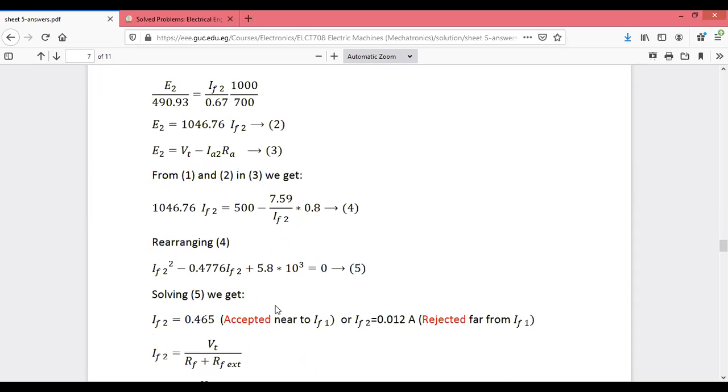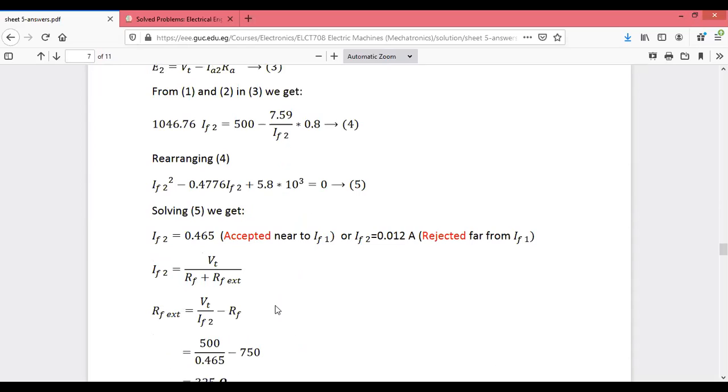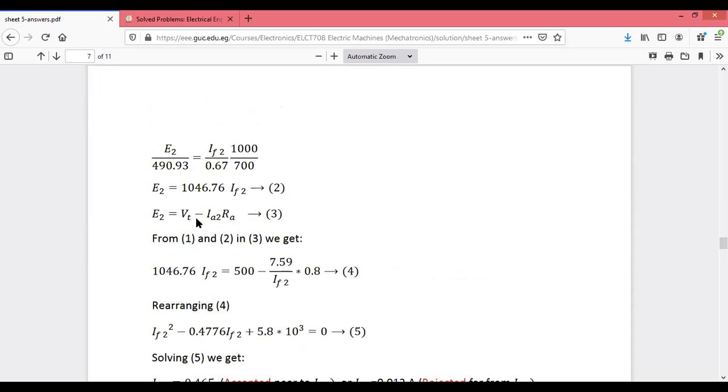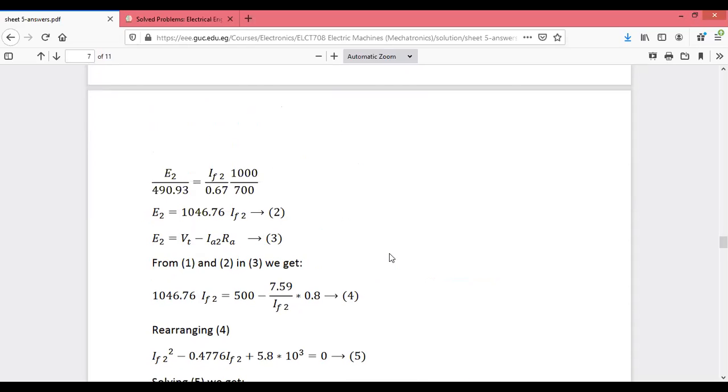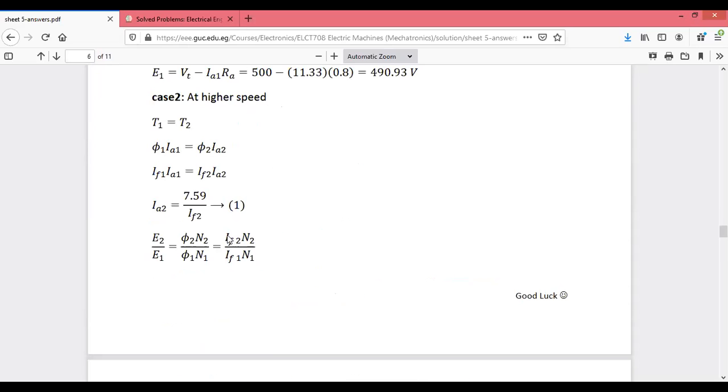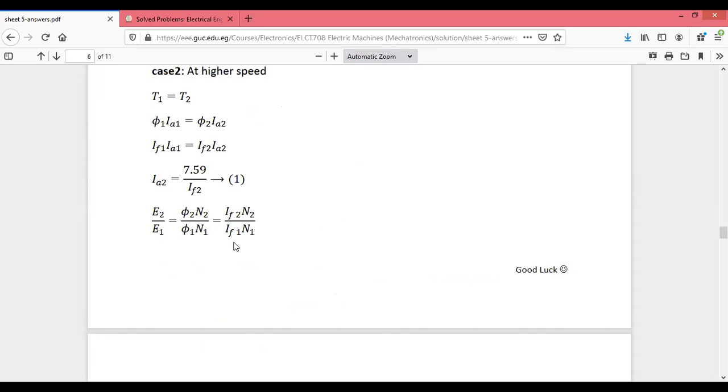And when you get the value for IF2, if you put the value of IF2 in these equations, we already knew N2, N1, IF1 and E1. What we are doing here is writing the E2 equation in the form of IF2. So our whole equation will become an equation for IF2, and you will get the value of the field current for the higher speed.